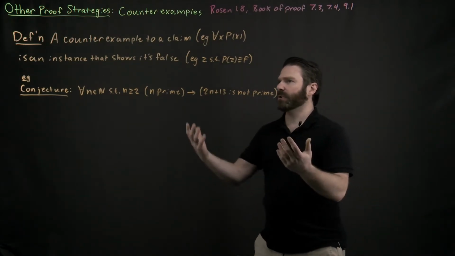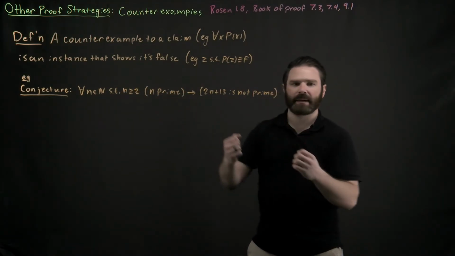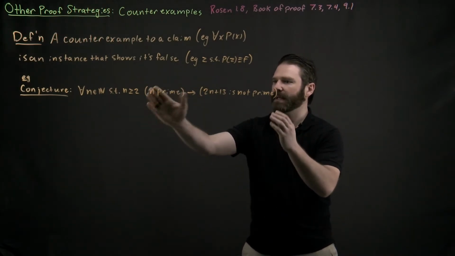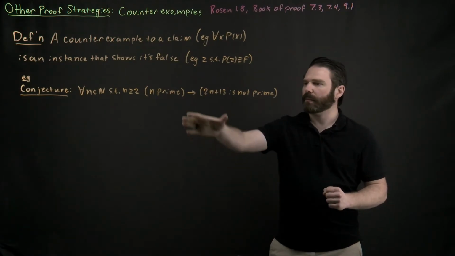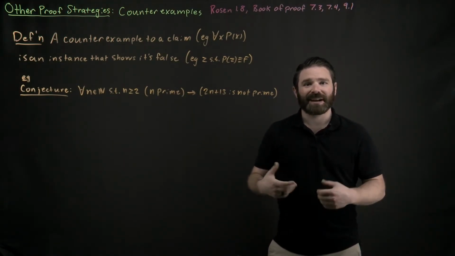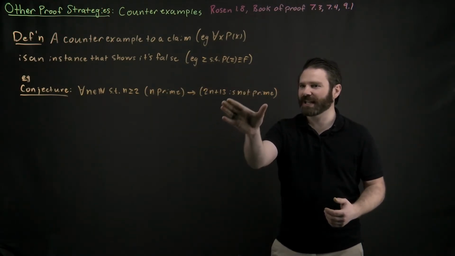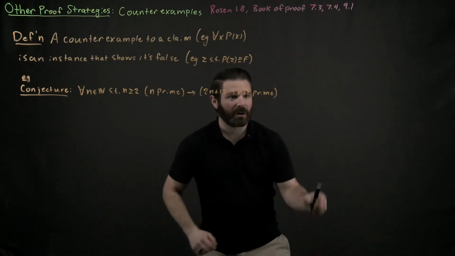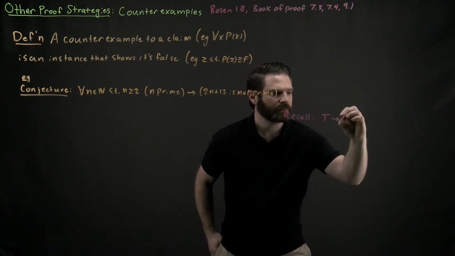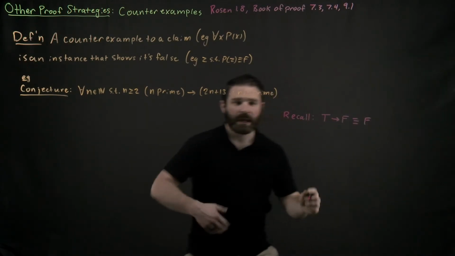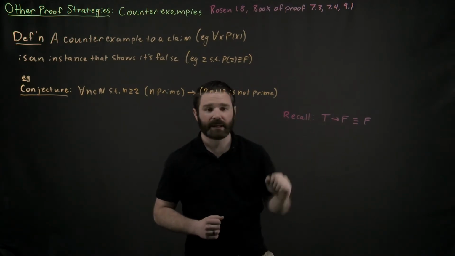So what do we need to do? We have to show an instance, that is a natural number, that shows that this claim is false. And this claim is an implication, a P implies Q kind of implication. And remember, from our truth tables, the only time that an implication is false is when our hypothesis is true and our conclusion is false. So you should recall that our implication is false only when the hypothesis is true and the conclusion is false.